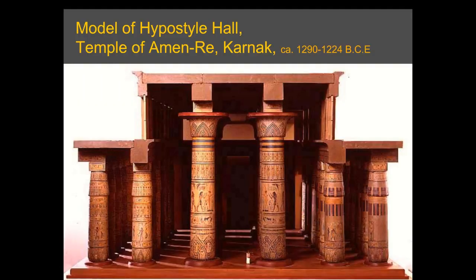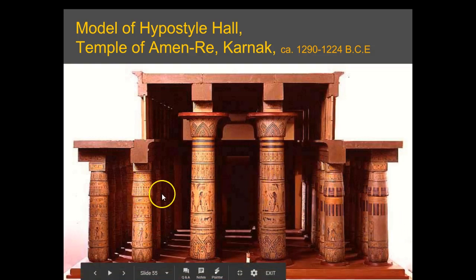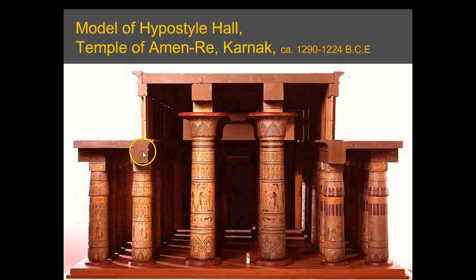This is a model of the hypostyle hall in the Temple of Amun-Ra. Where this is notable is it uses light, natural light coming through. So they have two different sizes or heights of pillars here or columns here.